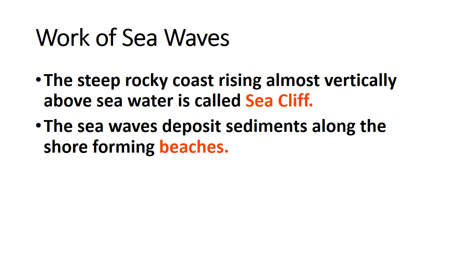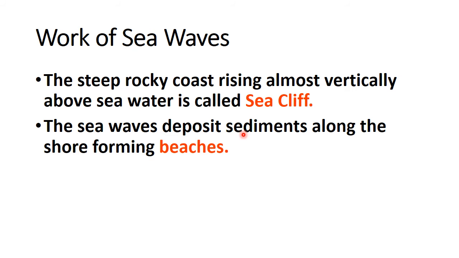Now due to the sea waves, we also see the formation of sea cliffs. Now what is a sea cliff? They are steep rocky coasts rising almost vertically over the sea water. It is called a sea cliff. And one important depositional activity of the sea waves is the forming of beaches. Beaches are formed when the sea waves deposit sediments along the shore, forming sea beaches.